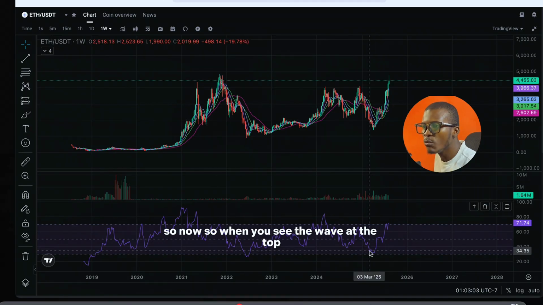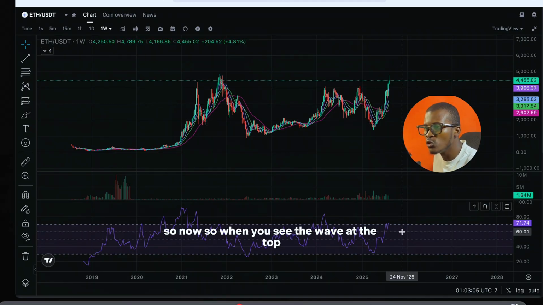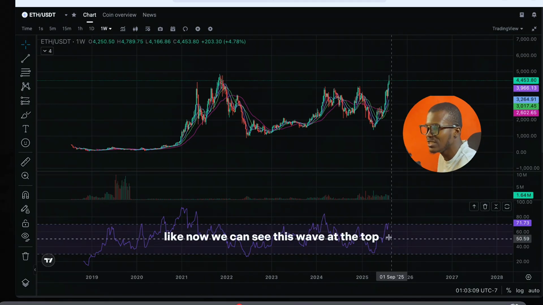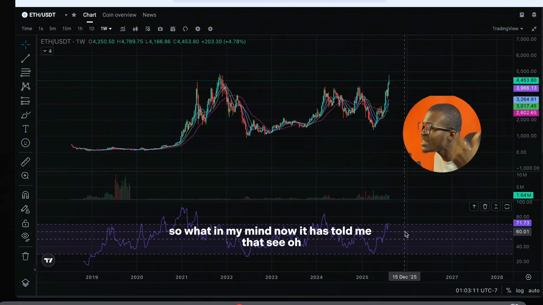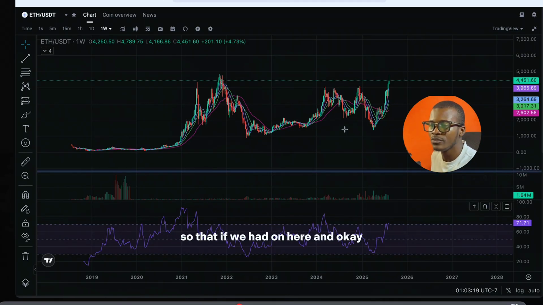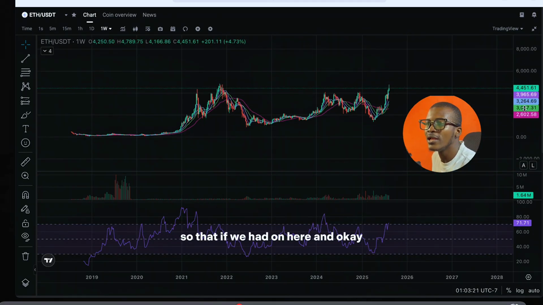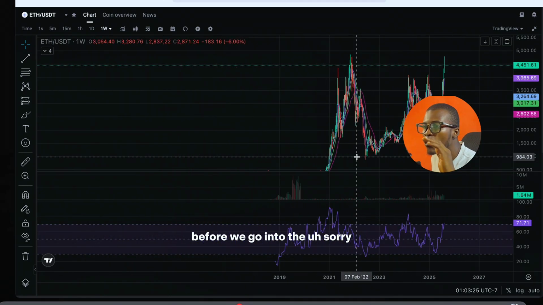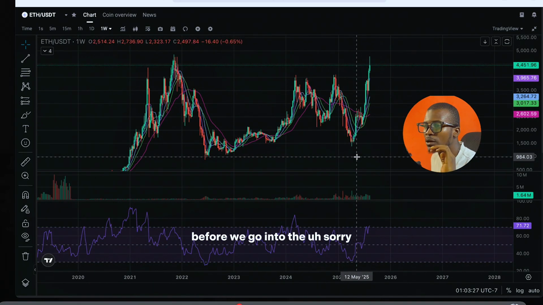So when you see the wave at the top, like now we can see this wave at the top, it tells me that this thing wants to retrace because the market has been overbought. So I'm explaining the relative strength index before we move into the moving average.